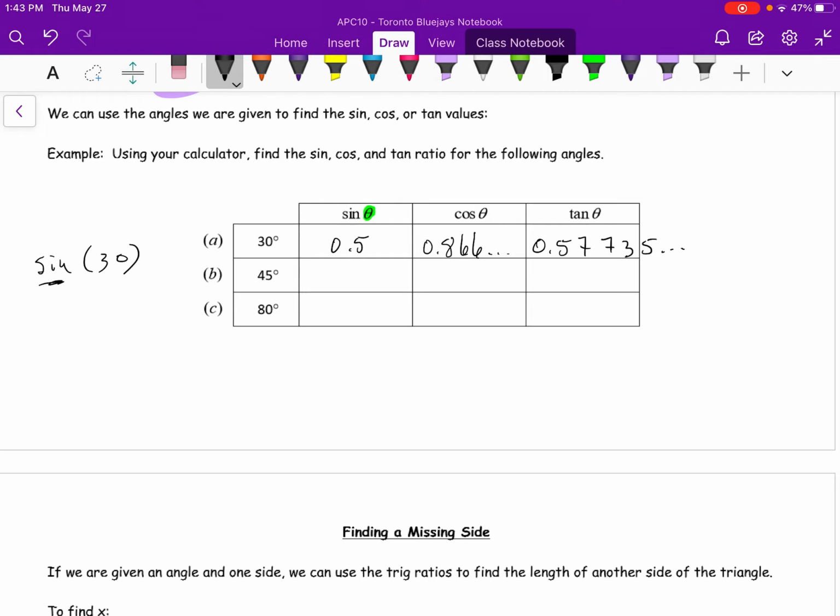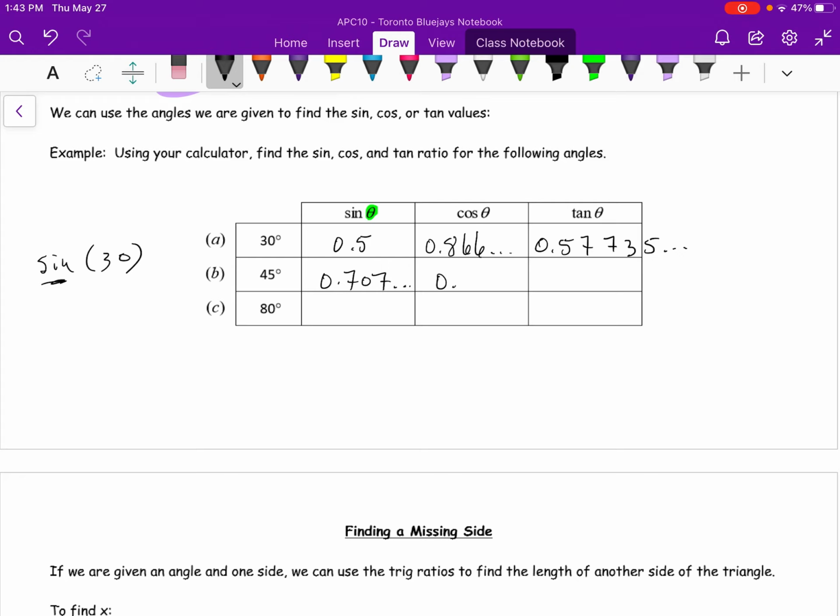The sine of 45 degrees is 0.707. The cosine is, believe it or not, the same thing. And this is the only angle that is like this. The sine and cosine are the same. And the tangent of 45 degrees is 1. So surely 45 degrees seems odd. Now 80 degrees.